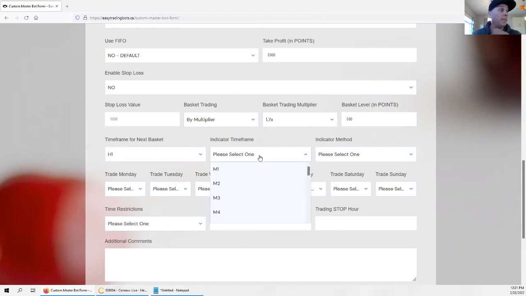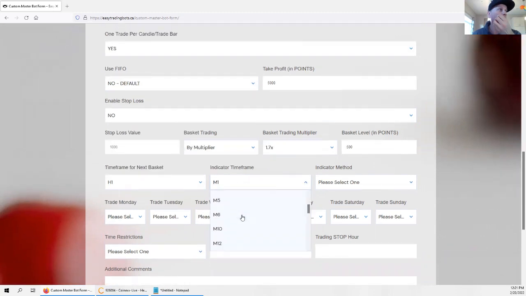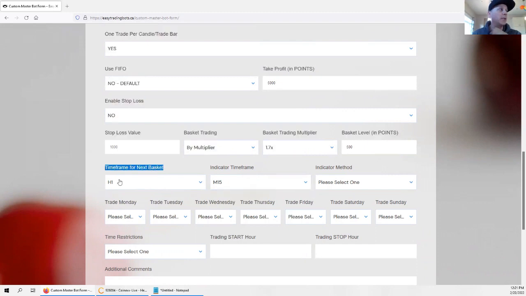Indicator time frame. This is the indicator time frame for entry positions. Okay, so do you like to trade on the 6-minute chart, the 1-minute chart, the 15-minute chart? So your time frame for your next basket can be a different time frame than the time frame for getting into your entry positions with the indicator.